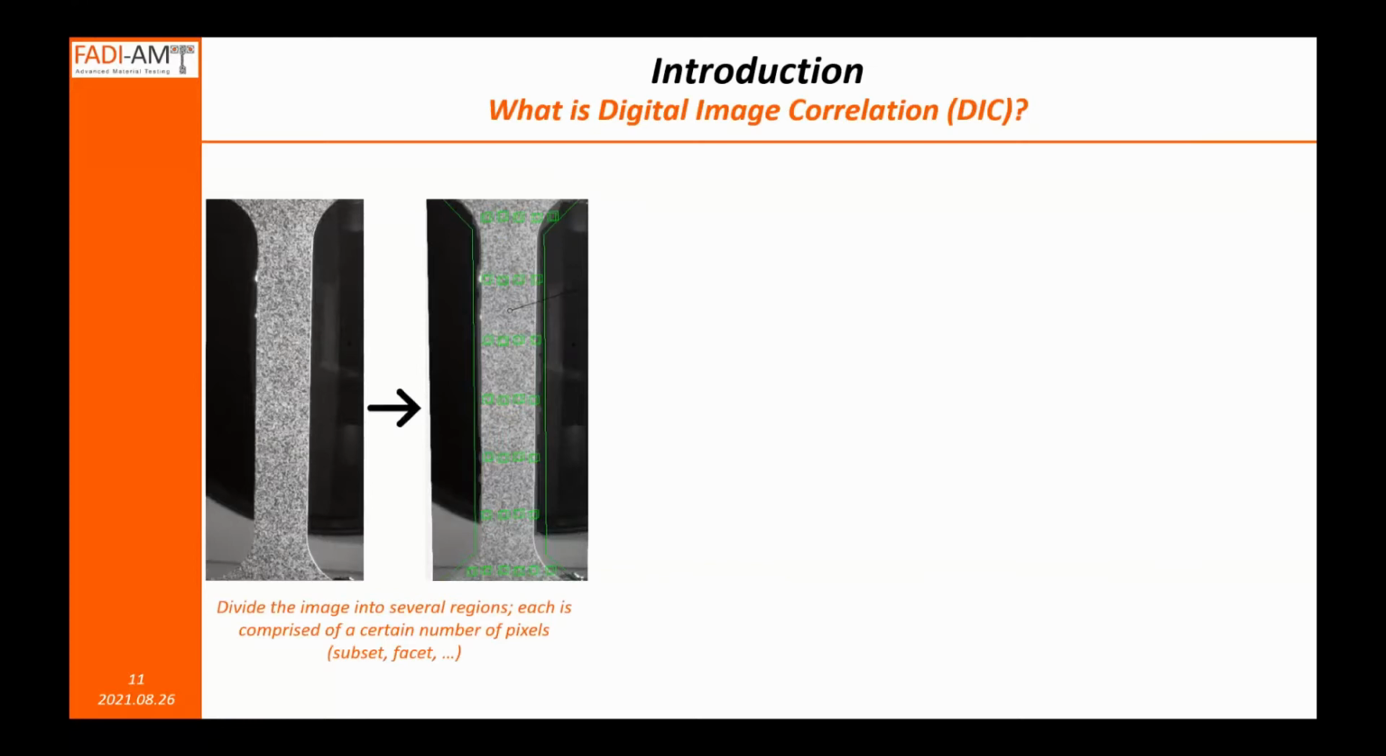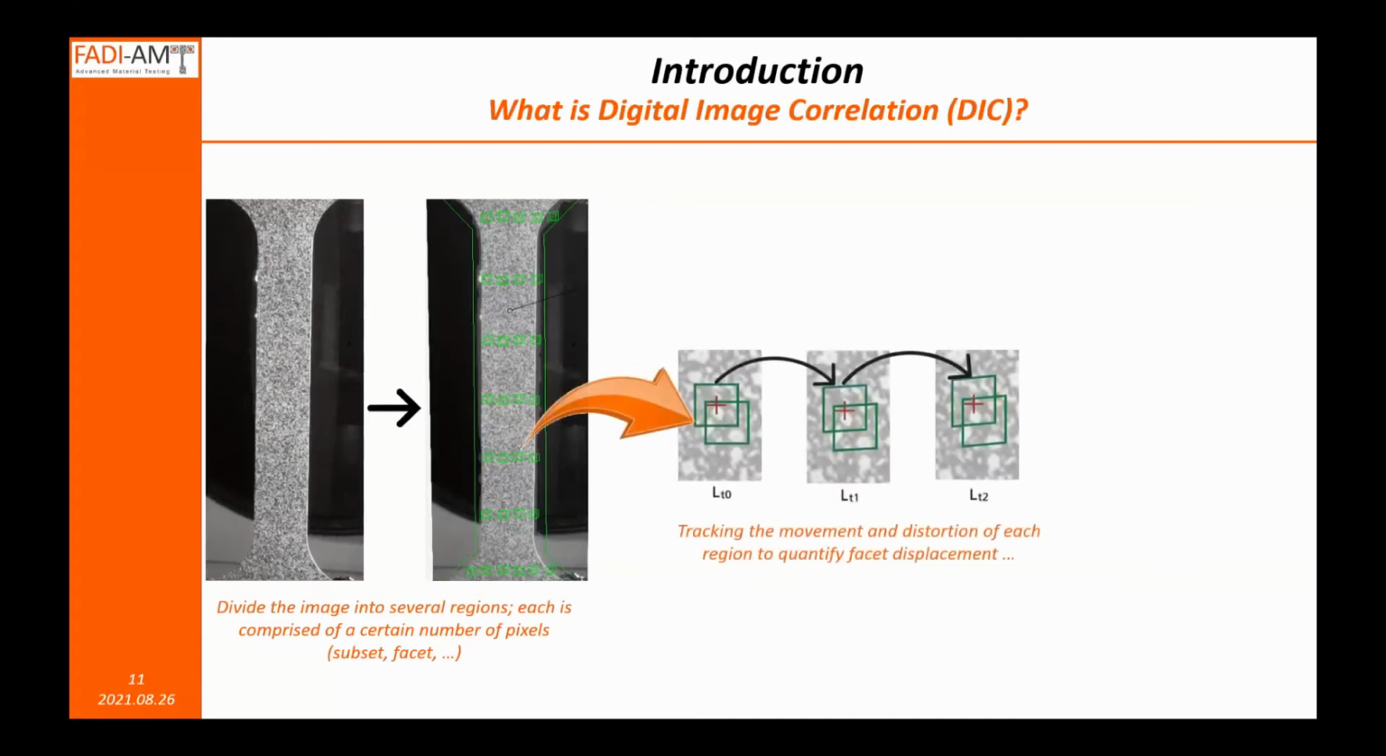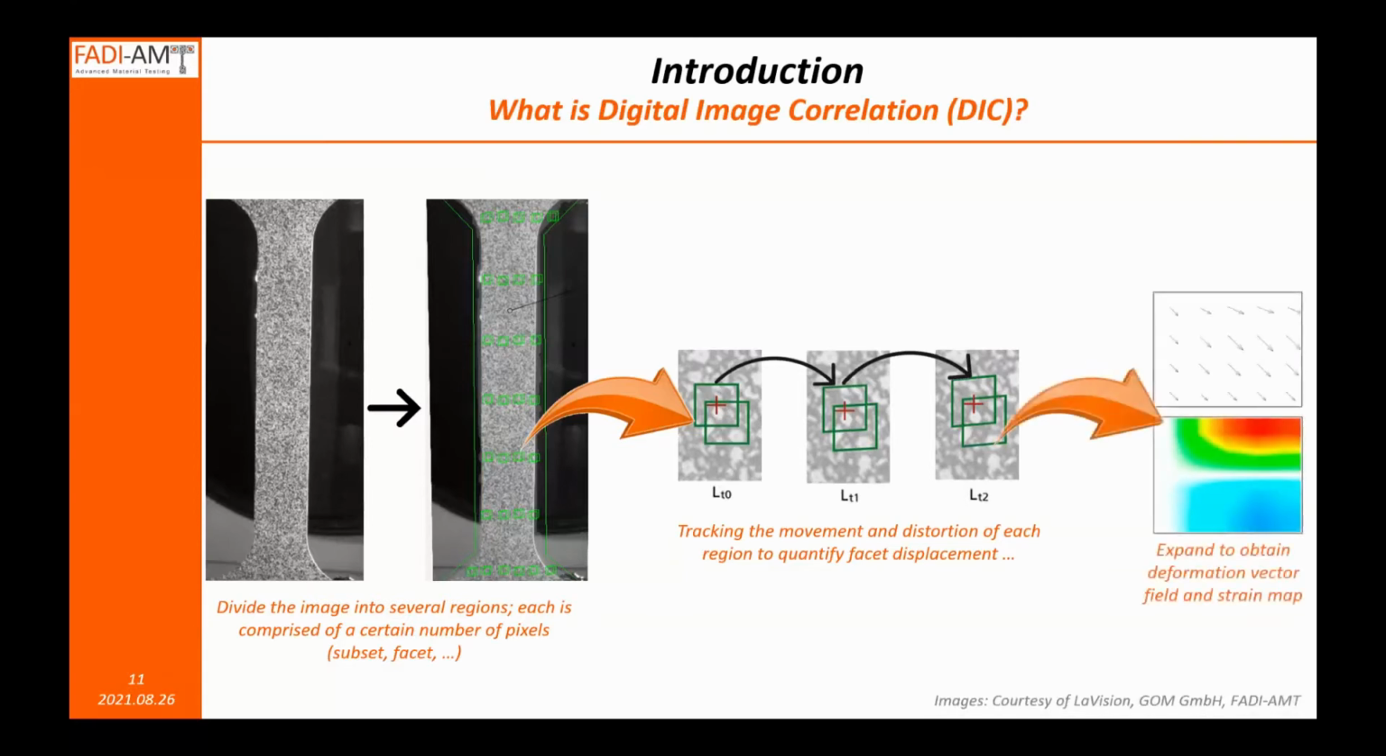Each region is a certain number of pixels in the X and Y, and we call this a subset or a facet. We take each one of those subsets or facets and we focus on them from one image to the subsequent image throughout the deformation, and we try to track the center of this facet as it is moving in 3D space and also as it is deforming, whether it's stretching or contracting. And by doing that, for each particular region of interest, now we have information about where this point is moving in 3D space as the sequence of images is going through.